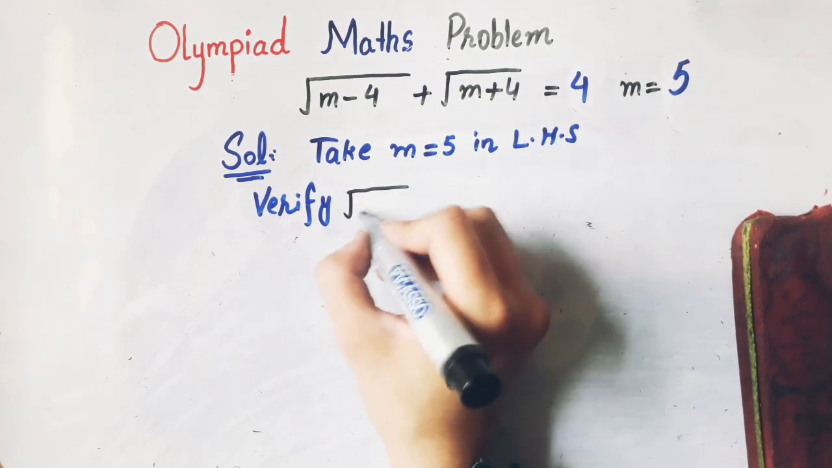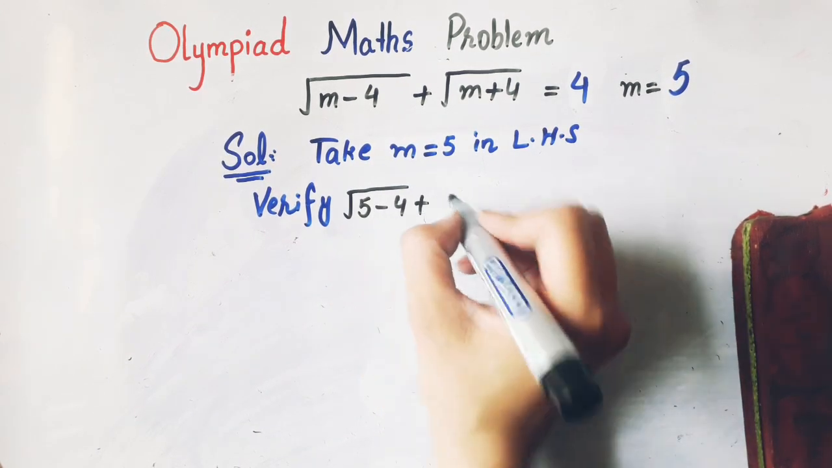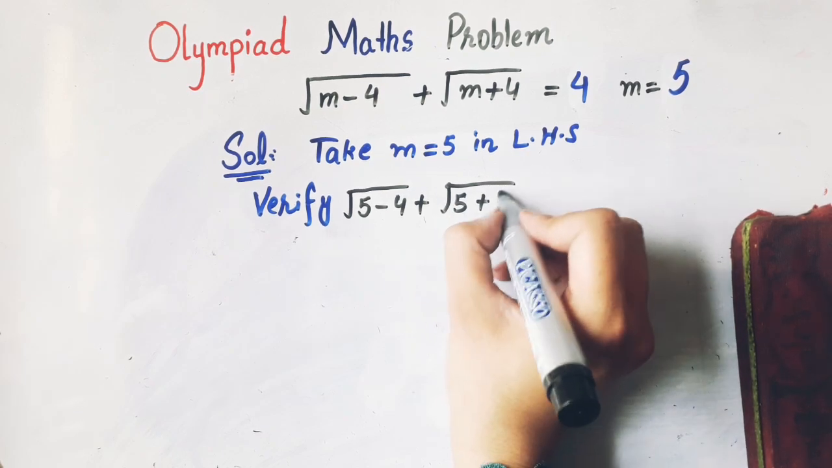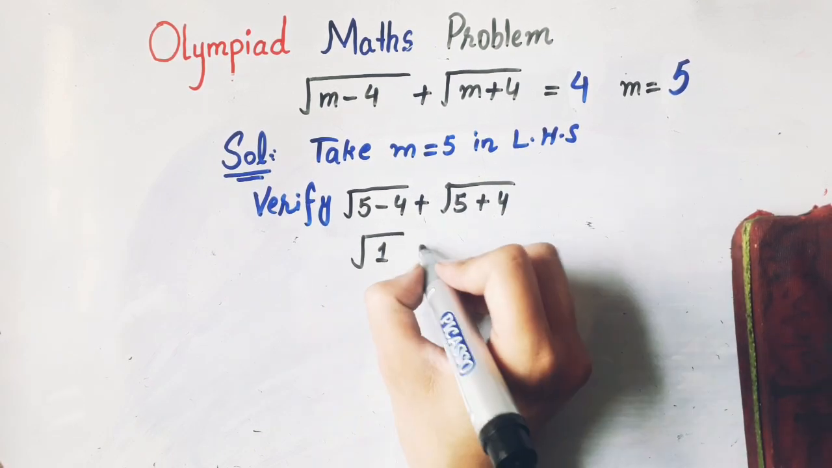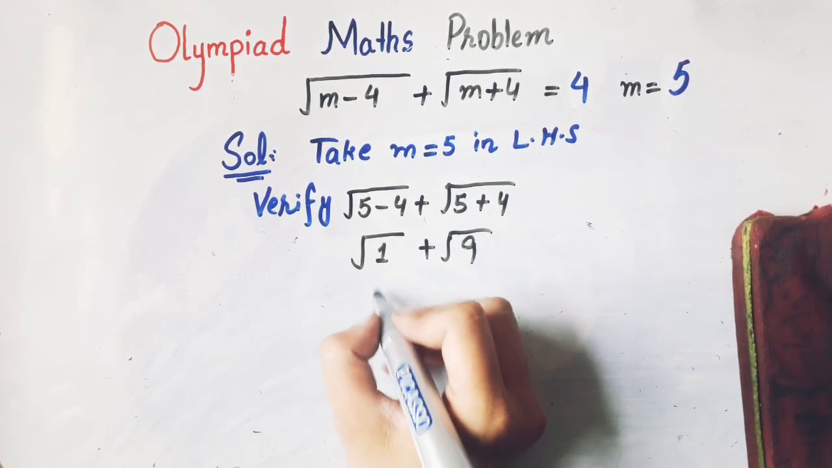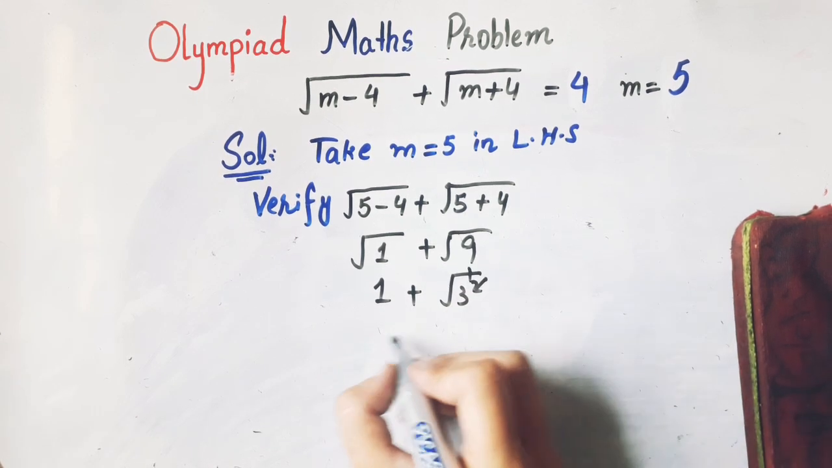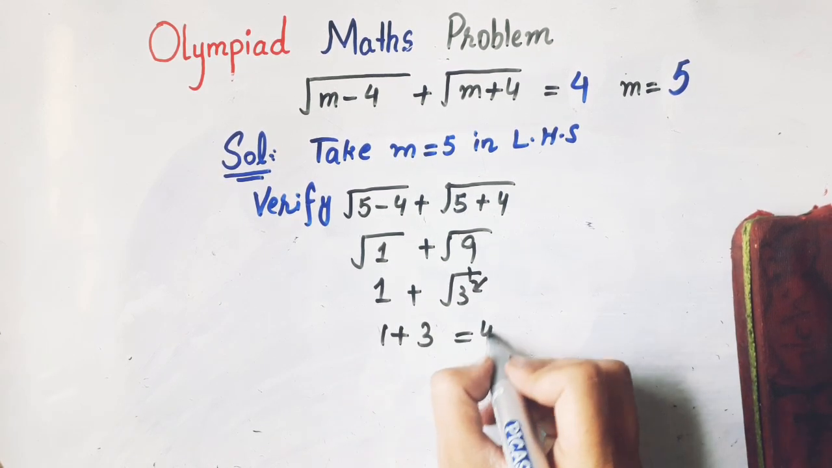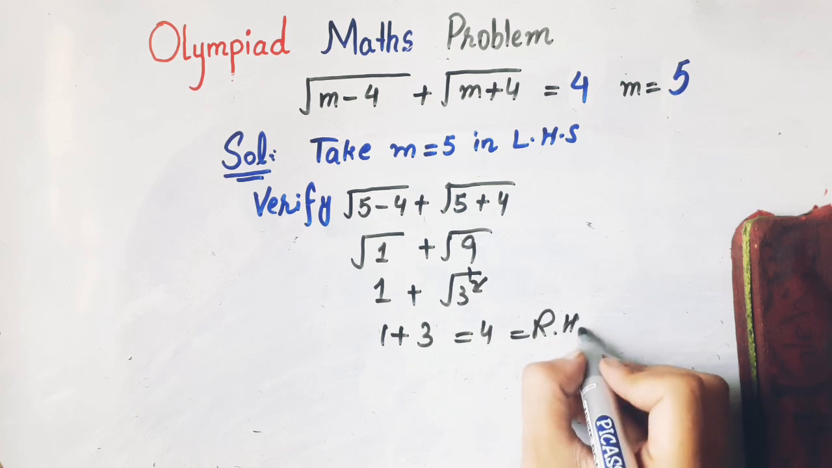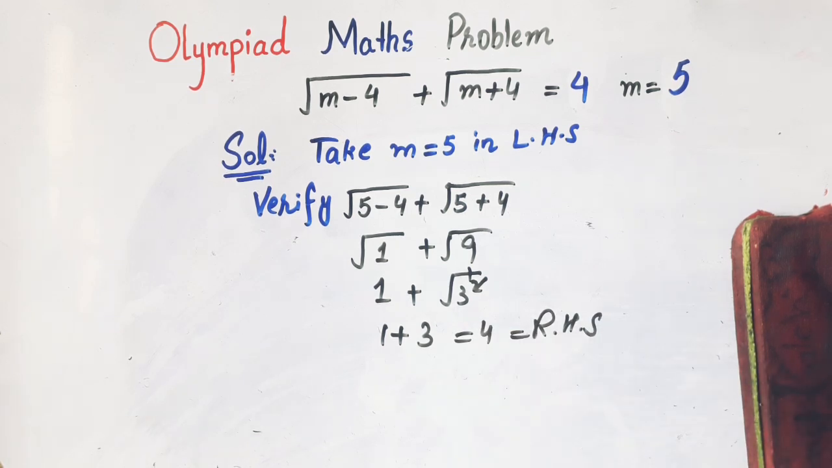So 5 minus 4 plus 5 plus 4. This is 1, this is 9. Root 1 is 1 and root 9 is 3. 1 plus 3 is 4. That is the right hand side. It means our solution is correct.